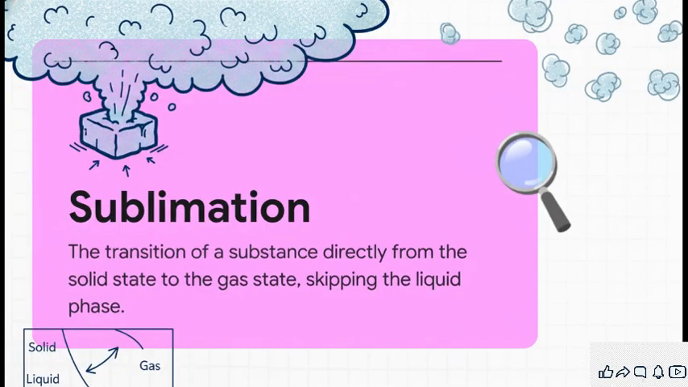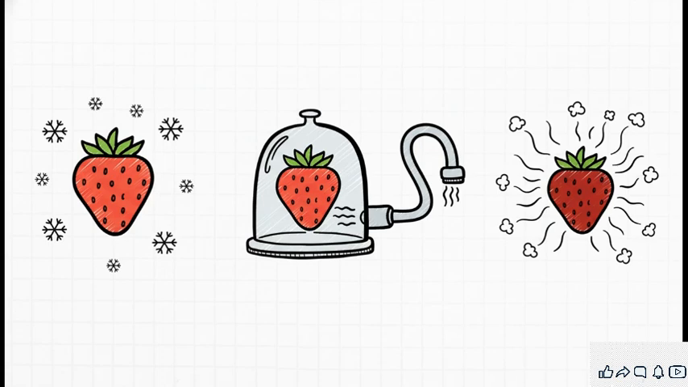This direct jump from a solid to a gas has a name. It's called sublimation, and it's why dry ice is dry. It never makes a puddle. It just seems to vanish into thin air as it turns into invisible carbon dioxide gas. And once we understand this process, we can use it to do some pretty amazing things.